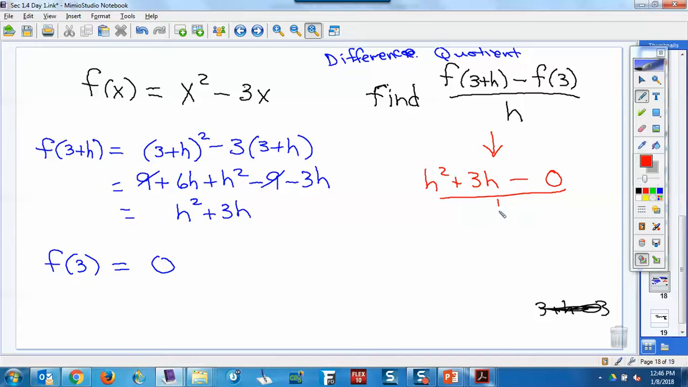Okay, and then we have h on the bottom. Now we should simplify that. What can we do on the top? We can take out an h, which is actually helpful because then we can cancel an h. And so we end up with h plus 3.